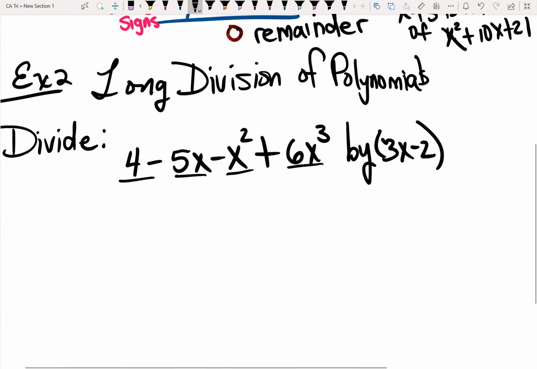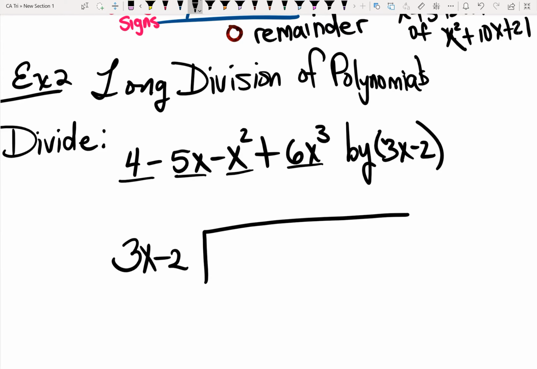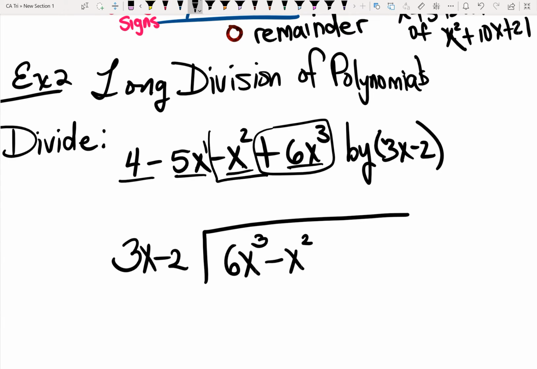Example 2. In example 2, I have the long division of polynomials. So if I take 3x minus 2 and I divide it into, now notice that these are out of order, technically. So I'm just going to shuffle them around so that they make sense to me. This is a positive 6x cubed. This is a negative x squared. Notice that's a negative. This is a negative 5x, and this is a plus 4. So literally you have to take the sign with it.